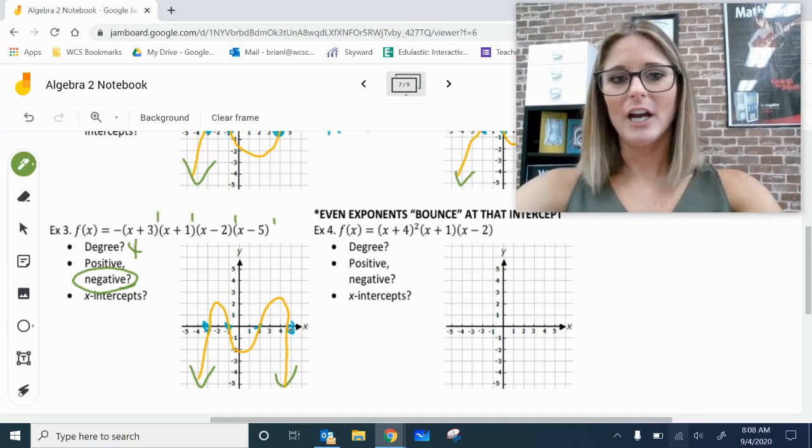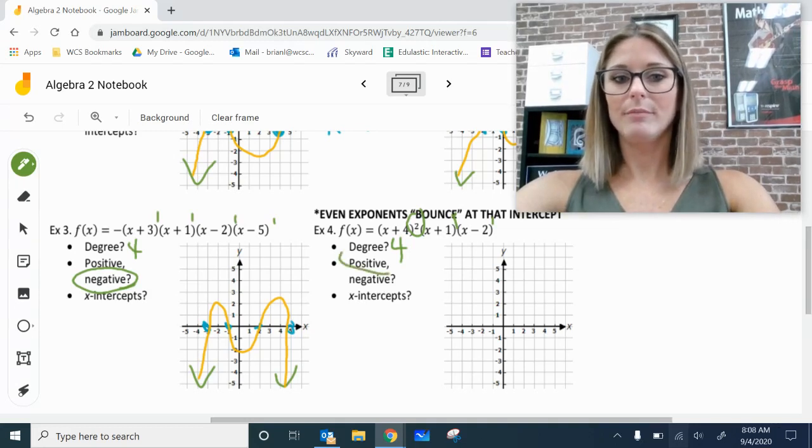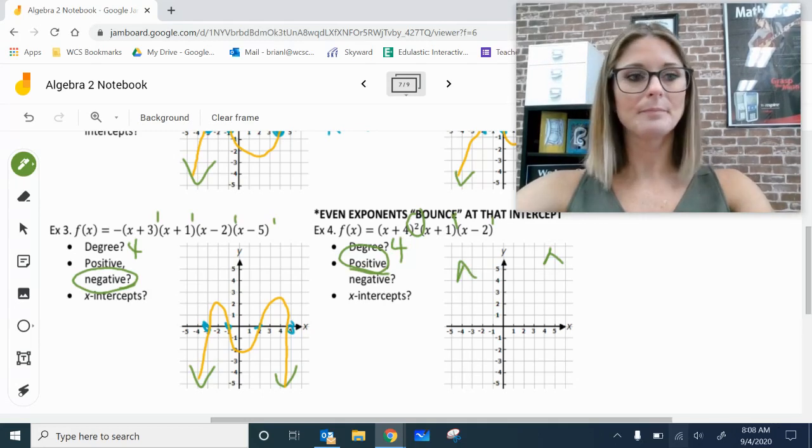I know, sounds crazy. All right, so what's our degree? We have that 2 plus a 1 and a 1. It's a 4th degree polynomial. Is it positive or negative? Positive. So it's even positive. Both arrows are up.